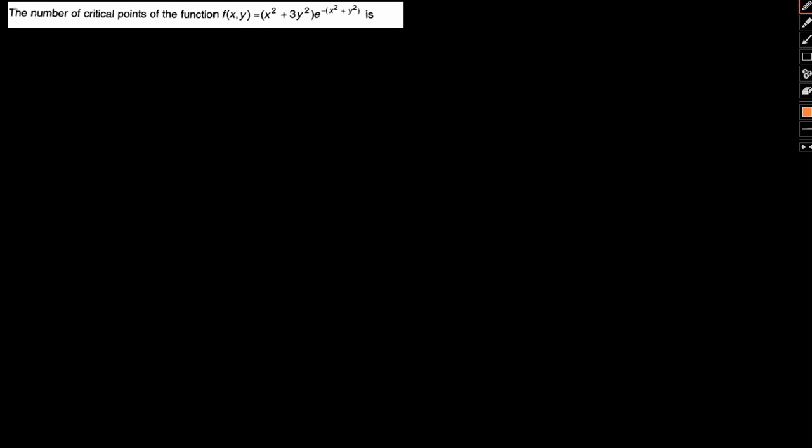So here basically we have the function. For critical points, fx equal to 0 and fy equal to 0. Okay, so these are the two conditions. So let's take a look.